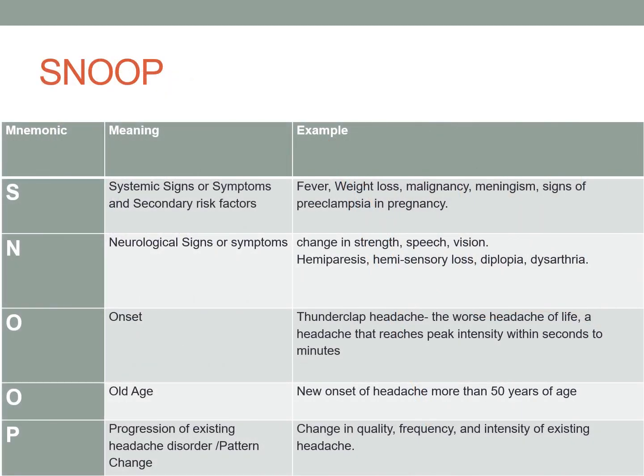SNOOP is the easy way to identify red flags. S stands for systemic signs or symptoms and secondary risk factors, such as fever, weight loss, malignancy, meningism. N is for neurological signs or symptoms, such as change in strength, speech, and vision. O is for onset. O also stands for old age, more than 50 years of age. P is for progression of existing headache or pattern change.